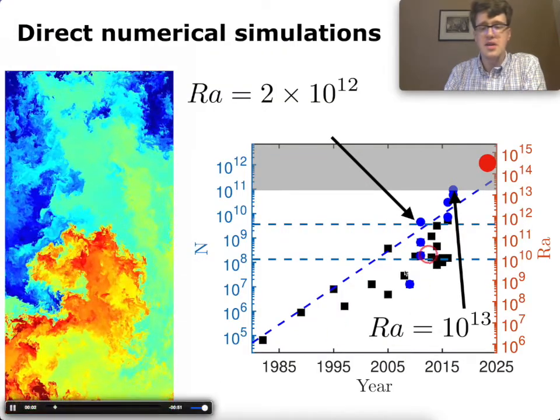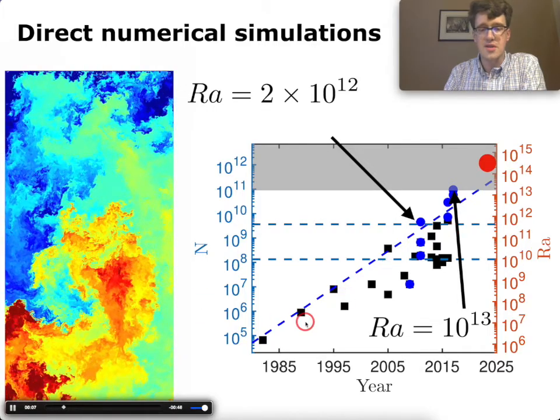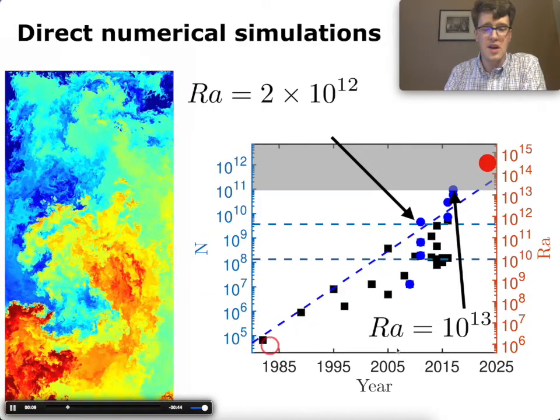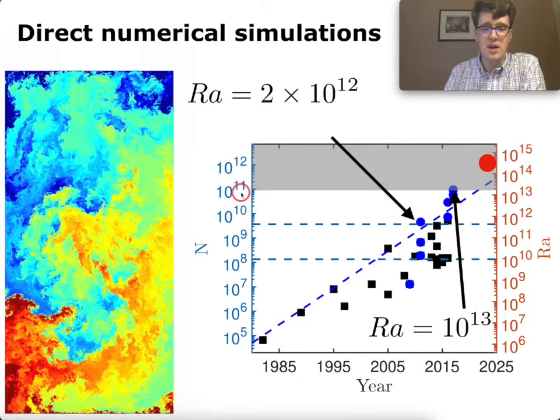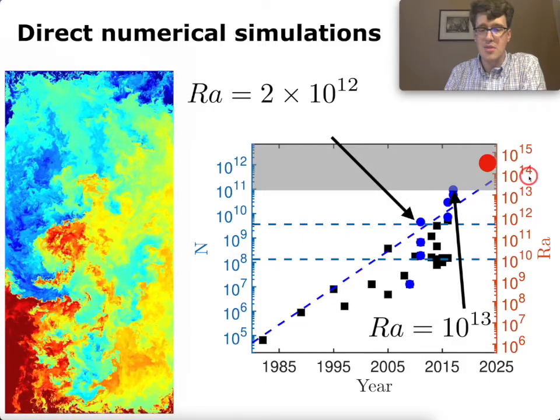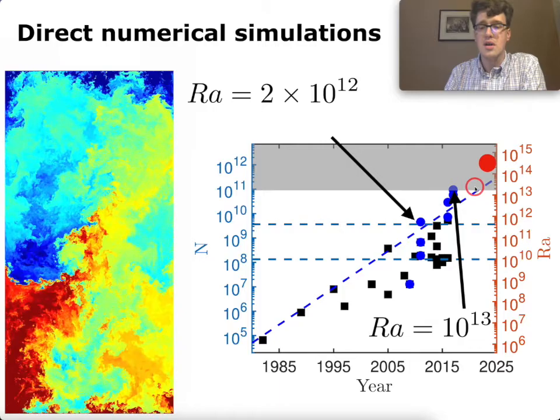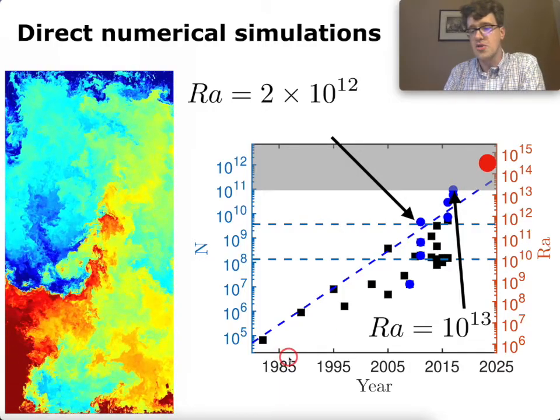Here, there's a slide showing the progress of simulations as a function of time. We see that we need to do increasingly larger simulations in order to reach these higher Rayleigh number cases. And we see that the simulations are keeping up with Moore's law over the last 2 to 3 decades.